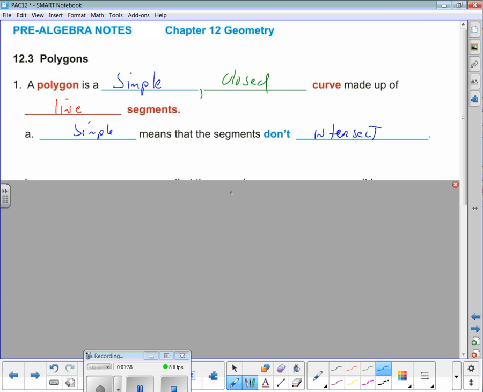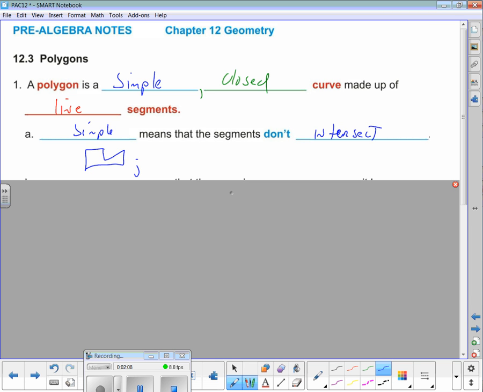So we'll draw some simplistic polygons. All right, you ready? Yours don't have to be exactly like mine. Here, I'm going to go zip, zip, zip, zip, zip, and zip. Yours doesn't have to look exactly like that. As long as no line segments cross each other and it's not opened up, that is a simple closed curve.